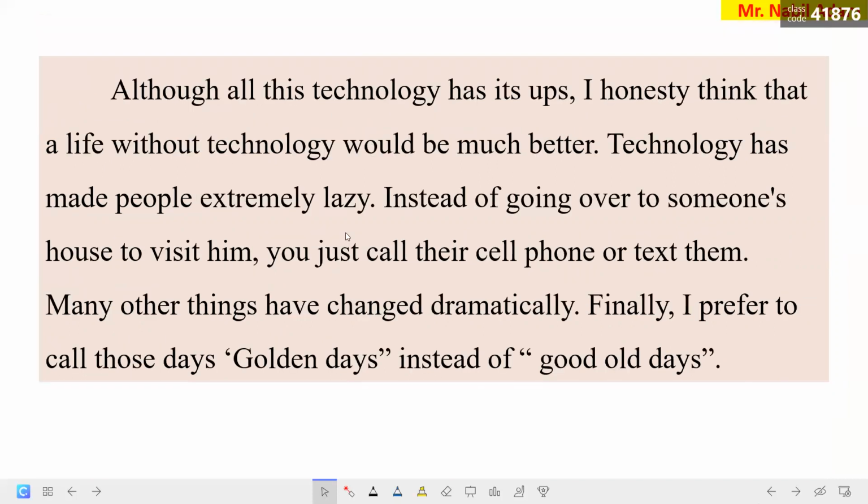It is starting to become part of our lifestyle if it hasn't already. Although this technology has its ups, I honestly think that a life without technology would be much better. Technology has made people extremely lazy. And instead of going over to someone's house to visit him, you just call their cell phone or text them. Many other things have changed dramatically. Finally, I prefer to call those days golden days instead of good old days.